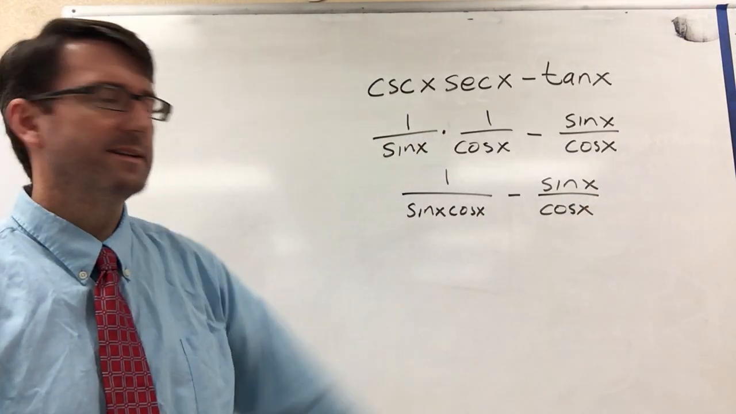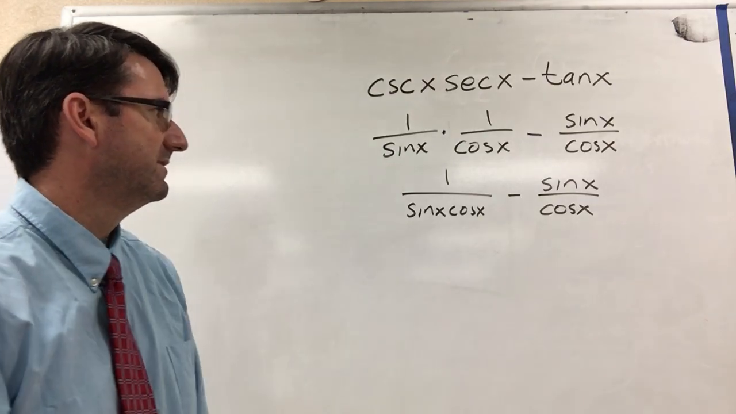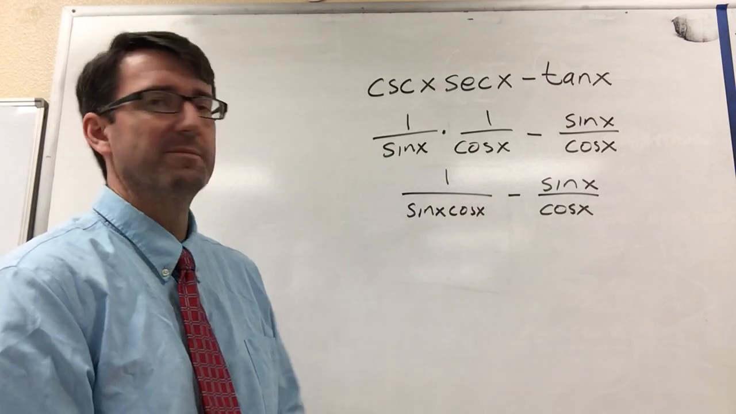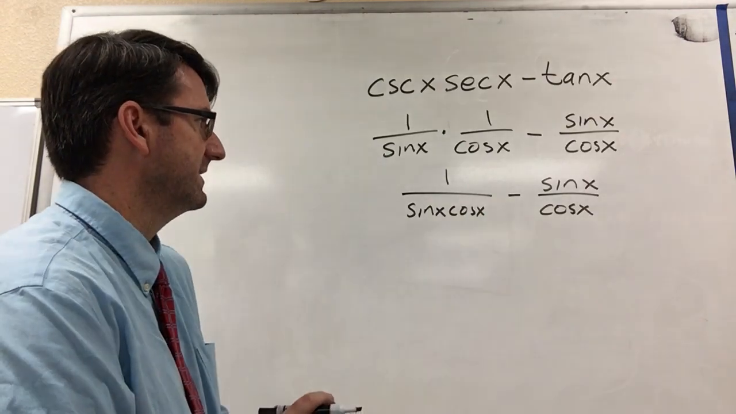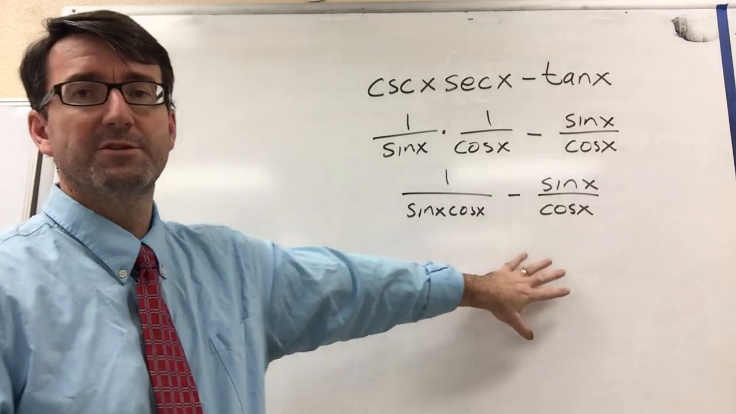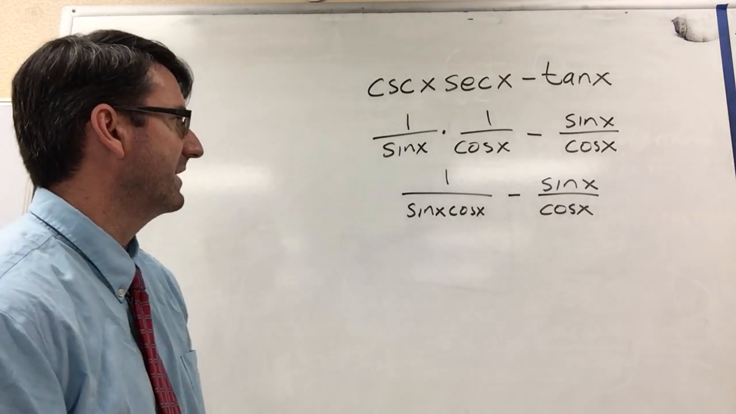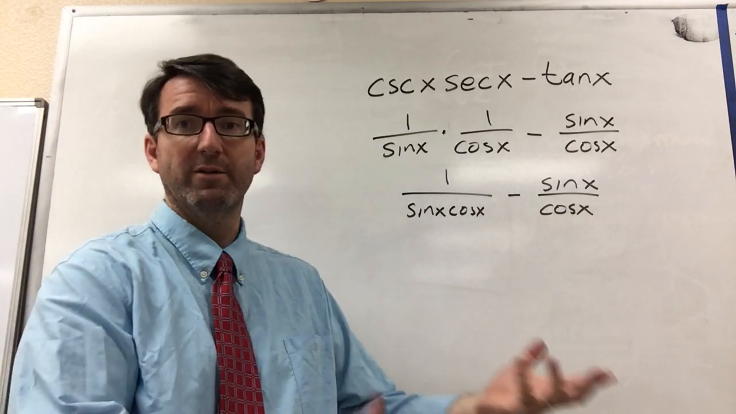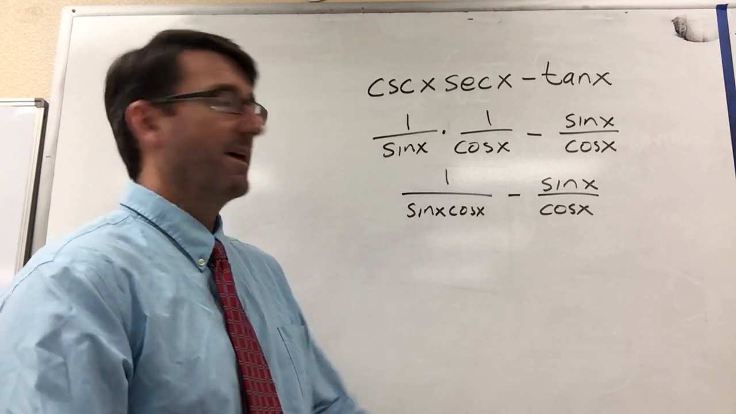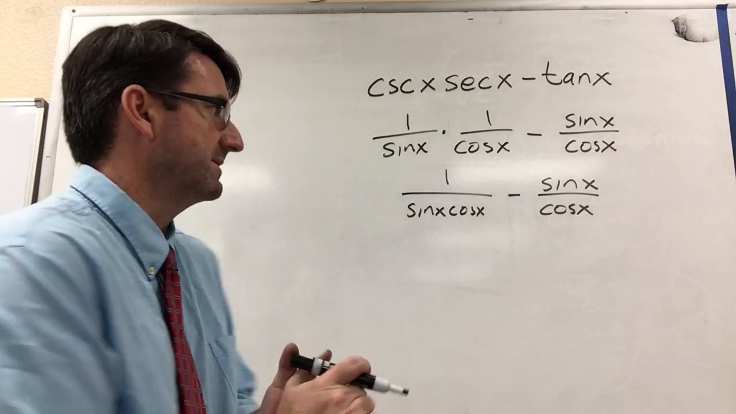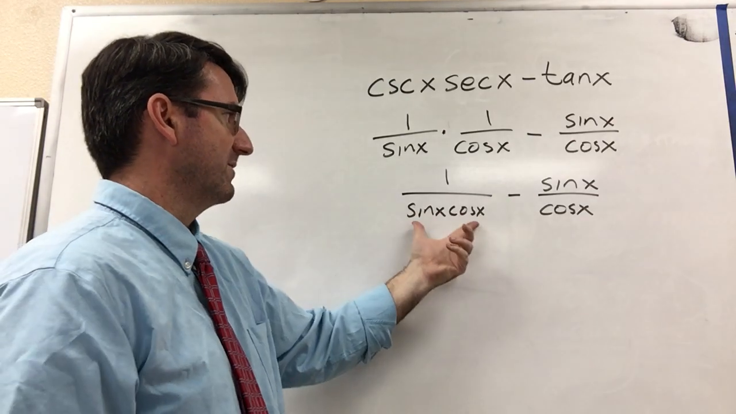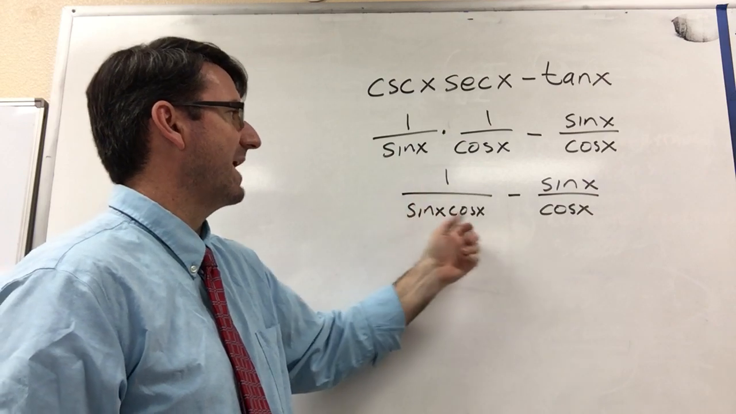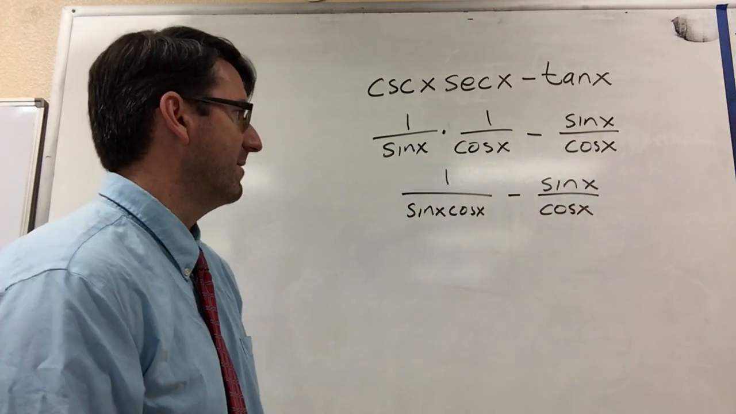So there's not something that will immediately cancel out, or again, nothing that really jumps out at us as being one of our identities. So let's go to another strategy that we talked about, and that is when we have some fractions here, or one fraction and another term, we can combine those fractions. So in order to subtract this fraction minus this fraction, we're going to need a common denominator.